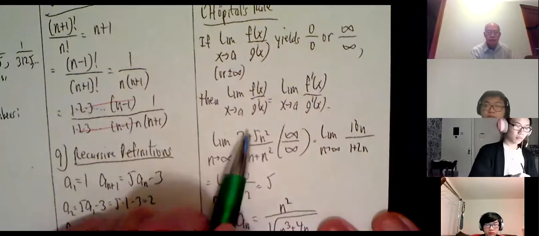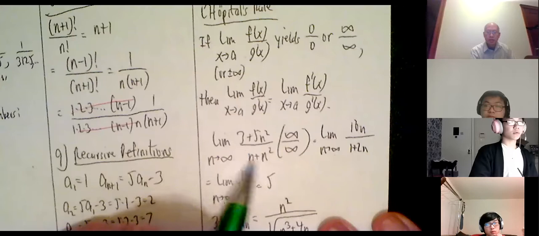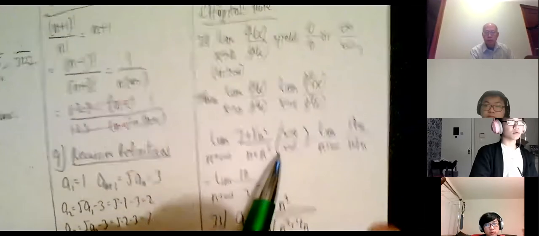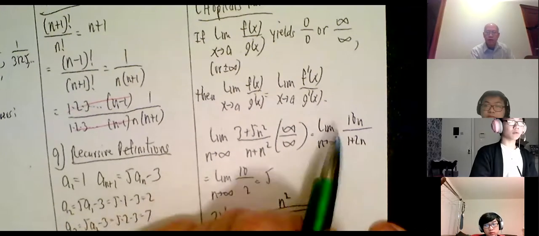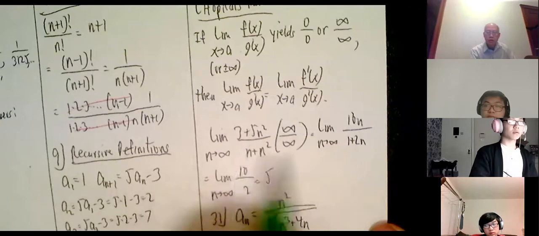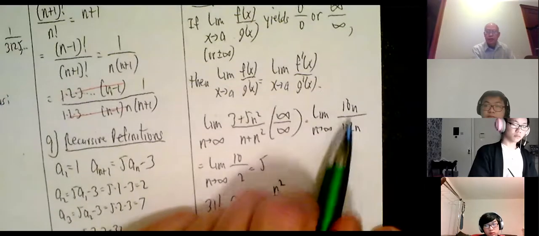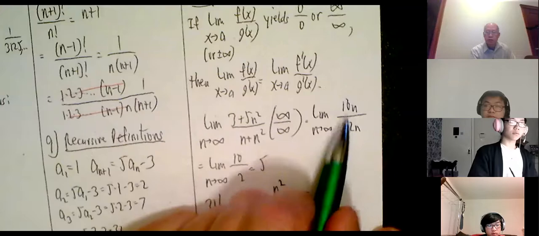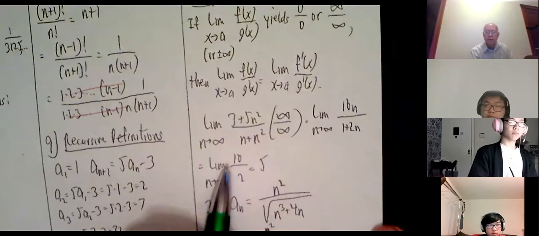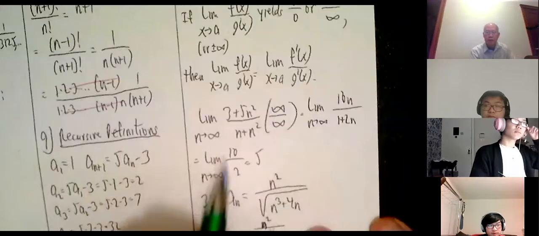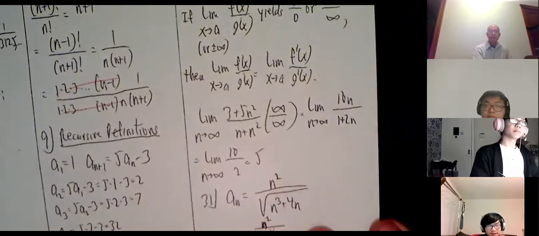If I plug in a super big number, the top goes to infinity, the bottom goes to infinity. So L'Hopital's rule applies. You can differentiate the top and bottom. This would be 10n over 1 plus 2n. That's again infinity over infinity. So I can do L'Hopital's rule again. The derivative of the top and the bottom gives 10 over 2. So that's fine.